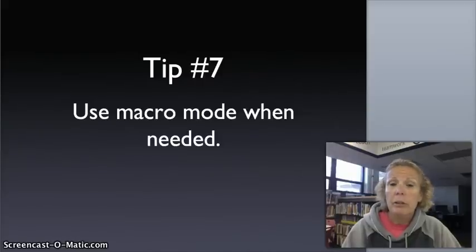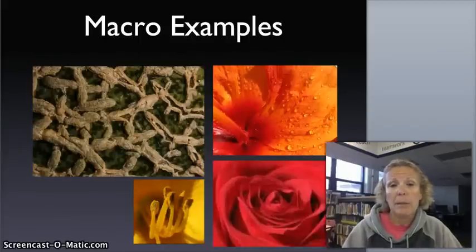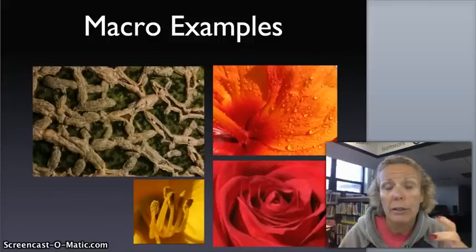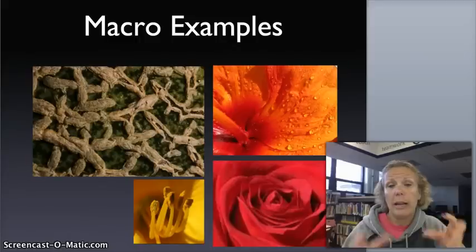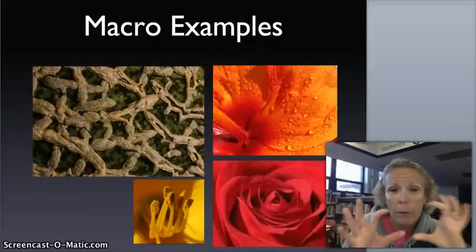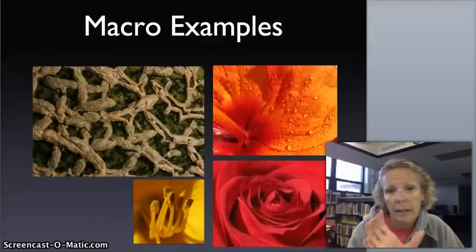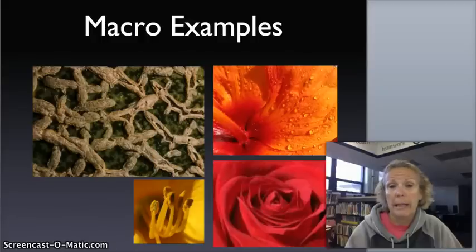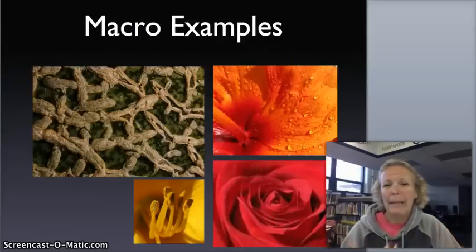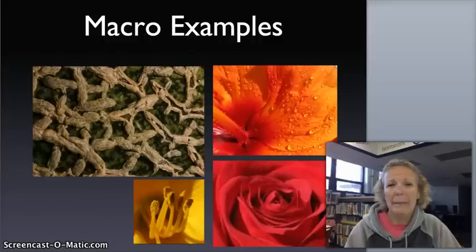Tip number 7, use a macro mode when needed. Sometimes we want close-ups. On some of your digital cameras, you have a macro lens that will focus very well on close-up objects. I don't know if you know what the one on the left is, but it's actually a muskmelon. That's very close up when taking the picture. In most cases, if you go really, really close, you can't get it because it's blurry. But if you use the macro, it will work.